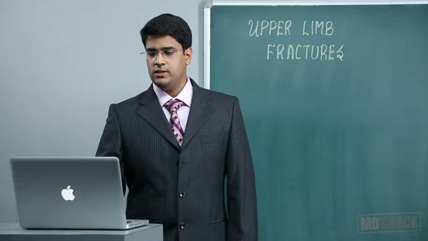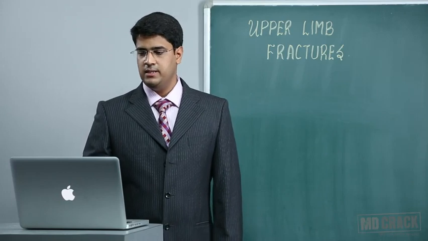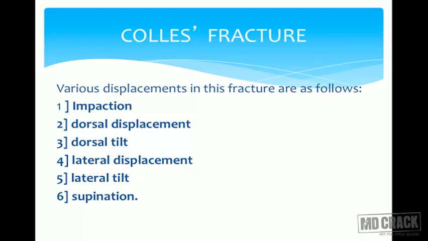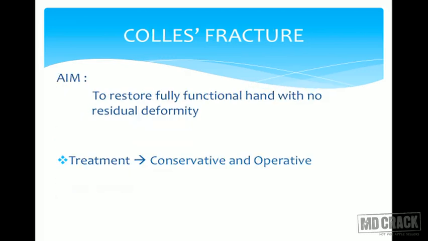The Colles fracture has got various displacements, and they are as follows. One is the impaction, second is dorsal displacement, dorsal tilt, lateral displacement, lateral tilt, and supination. So we have to correct all these displacements when you are doing the reduction. The aim of management of this Colles fracture is to restore the fully functional hand with no residual deformity.